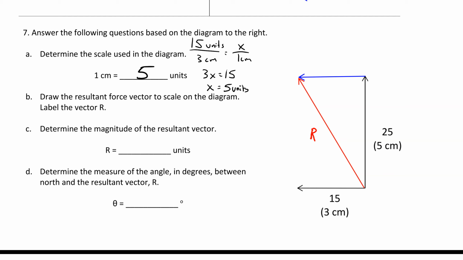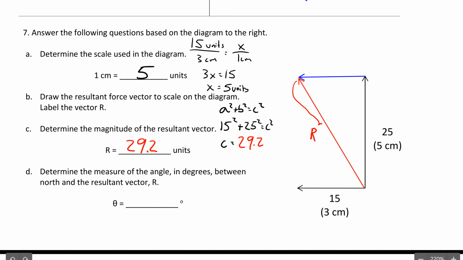Since I can't measure this with a ruler right now, I'm going to have to do it algebraically. So I'll show the work so you can see what the answer should be. You should get an answer of about 29.2 units, okay? If you were doing this graphically, you would measure the hypotenuse and you would get about 5.8 centimeters when you measure it with a ruler.